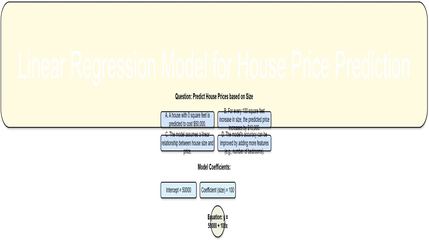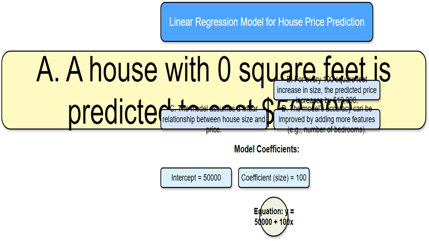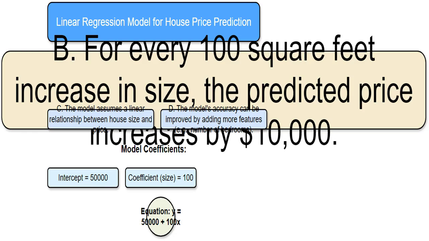Cool. This statement checks if you understand what the intercept means in a linear regression model. This option tests if you can correctly calculate price changes based on the coefficient. This statement checks your understanding of a fundamental assumption within linear regression. This assesses if you understand how adding more variables can help improve the accuracy of a model.